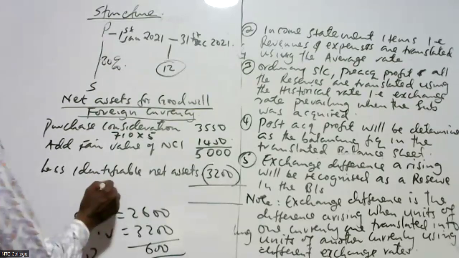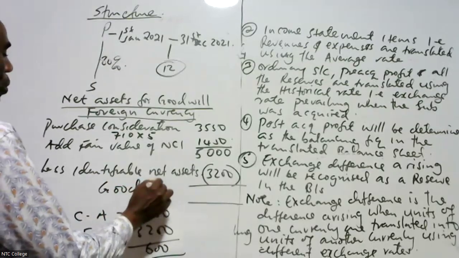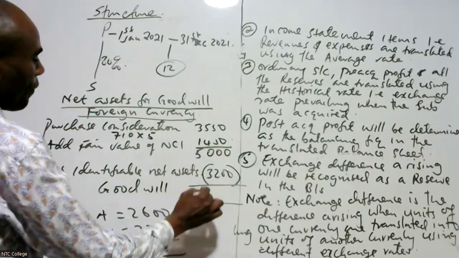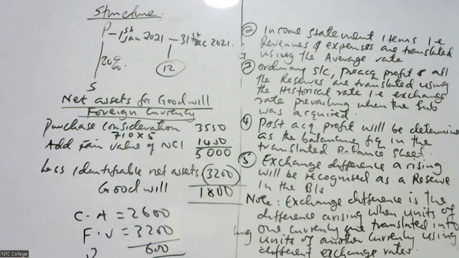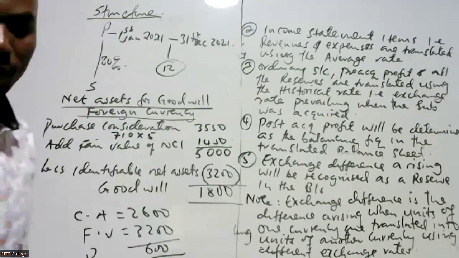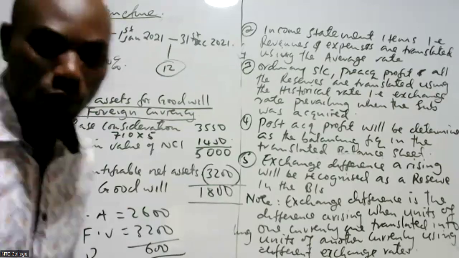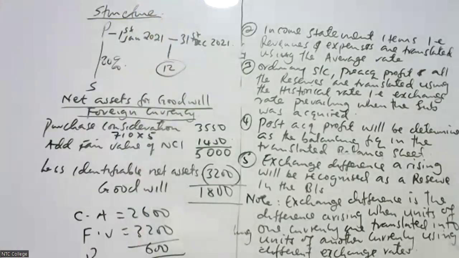Then we get goodwill. Of course, it is goodwill of 1,800 in foreign currency. That is our goodwill in foreign currency. That is what you do.